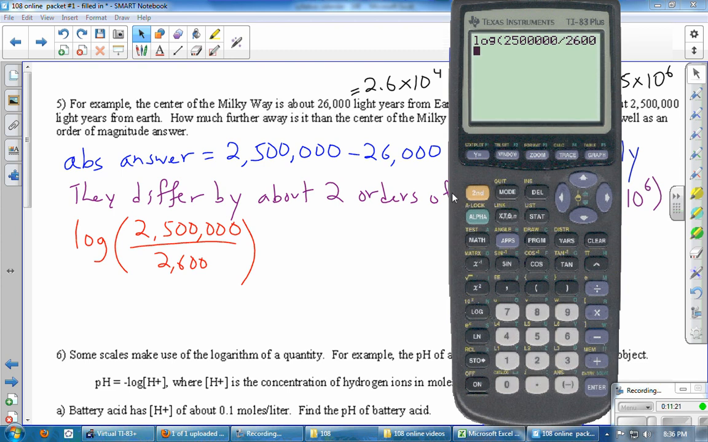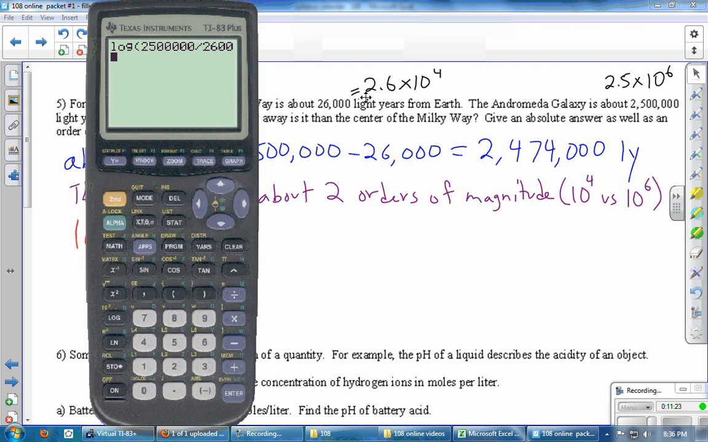Okay, so hopefully we've come up with something here. If the number in the front were the same, then they would differ by exactly 2 orders of magnitude, the 4 to the 6. But this smaller number overall has a bigger coefficient in the front, just by a little bit. So it's not quite 2 orders of magnitude apart. It's going to be a little bit less than 2 orders of magnitude apart.